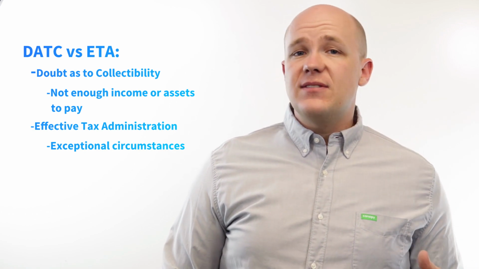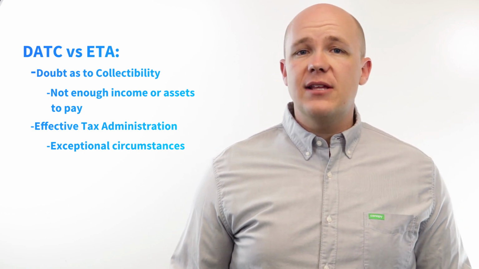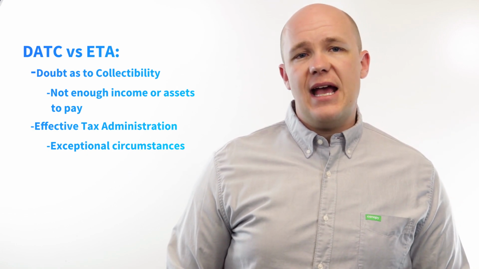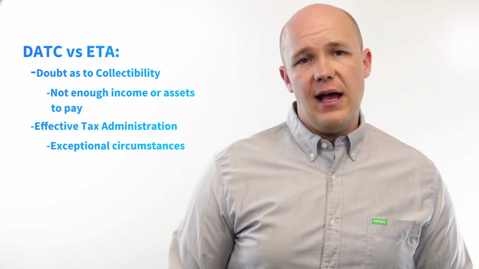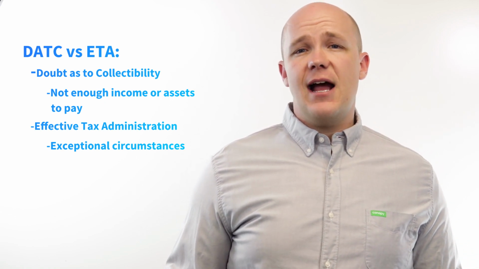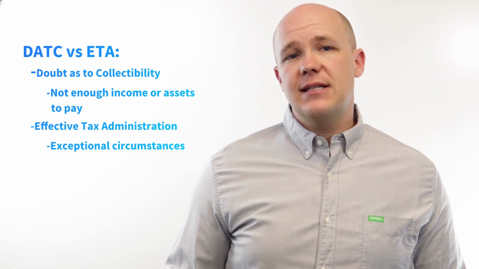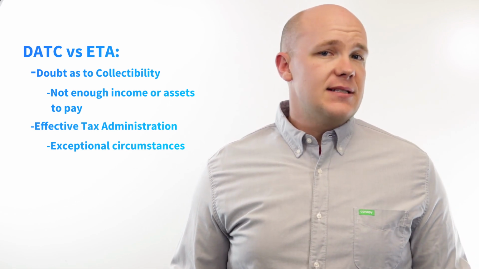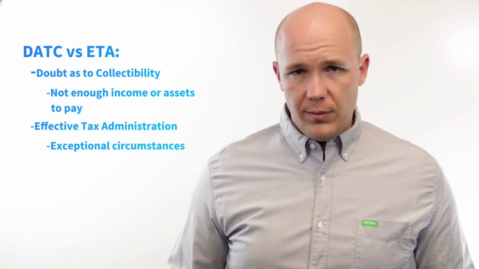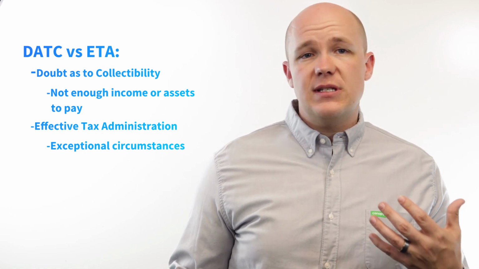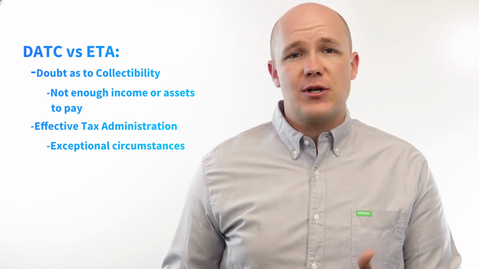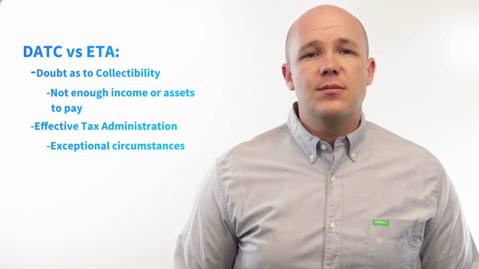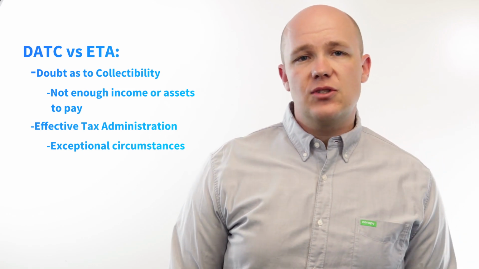them. Effective tax administration, on the other hand, is for clients who can technically afford to pay their tax debt, but doing so would cause undue harm to the taxpayer or undermine public faith in the IRS. Basically, you have to convince the IRS that in this case, not collecting the tax is more beneficial to the agency than collecting the tax. The IRS is not going to seize the assets of a 90-year-old woman living on Social Security or force a disabled man to sell the home he is specially equipped to accommodate his disability. For more examples of effective tax administration cases, check out the links in the description.